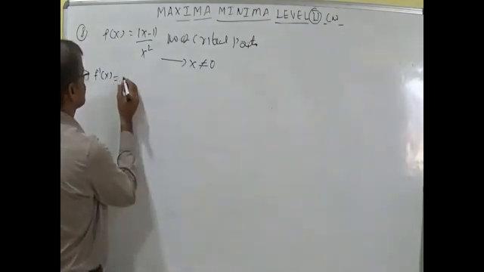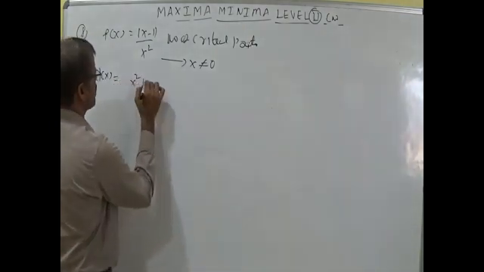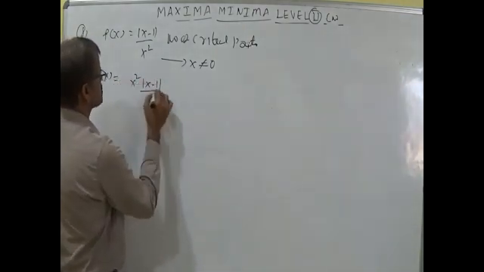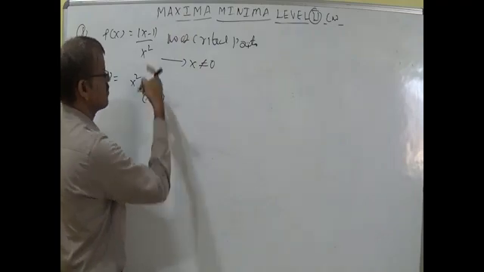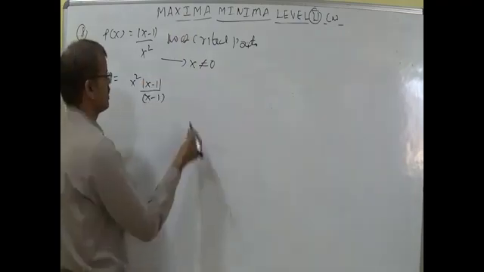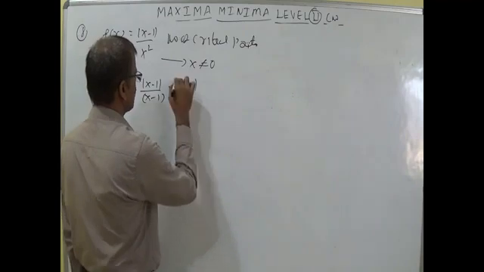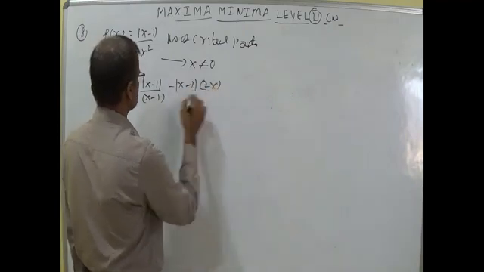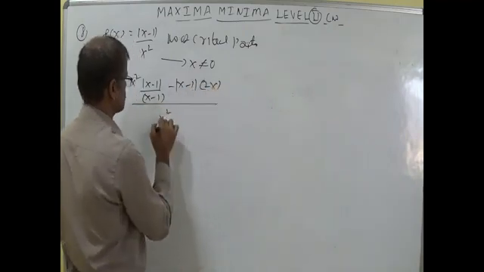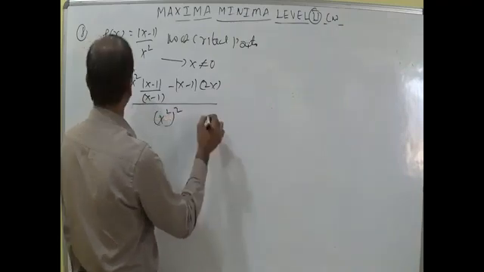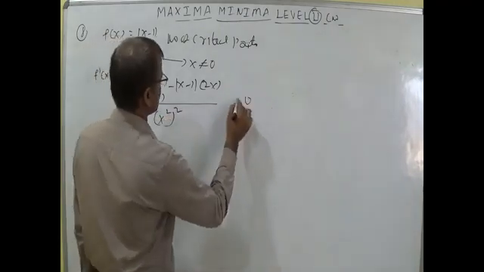So I am writing here the derivative: x square into modulus of x minus 1 by x minus 1. Students, v u dash minus u v dash by v square I am writing here. This is modulus of x minus 1 into 2x, whole by x square whole square, is equal to 0. You can write this to get the critical point.